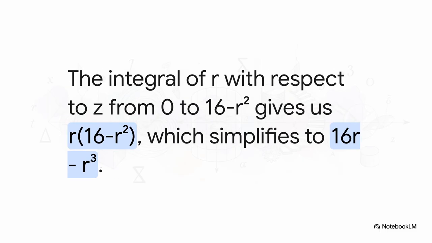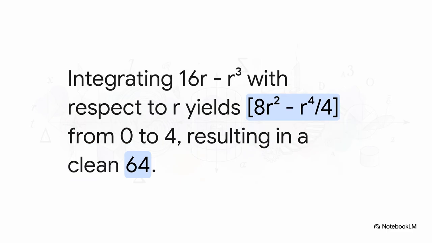Just like before, we start from the inside. We're integrating r with respect to z. That just gives us r times z. Now we plug in our top and bottom bounds for z, which simplifies down to a new function we need to solve, 16r minus r cubed. On to the next layer.